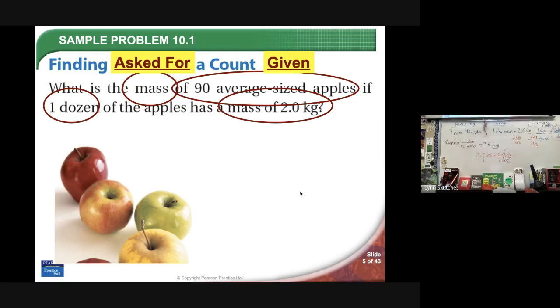Now, the cool thing with that is you can set all these things next to each other. So this is how many apples we have. This is how many things in a dozen. This is the mass of a dozen apples. Okay. And so from here, we can cancel dozen with dozen. We're left with kilograms. 90 times 2 divided by 12. 180 over 12 is still going to give you the 15 that the answer is, right?